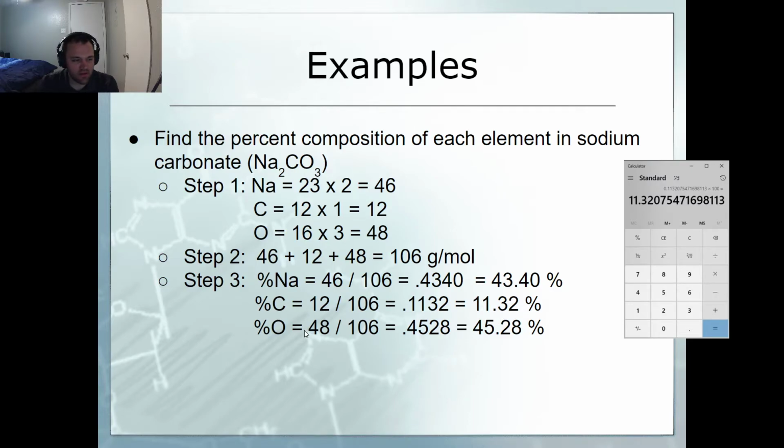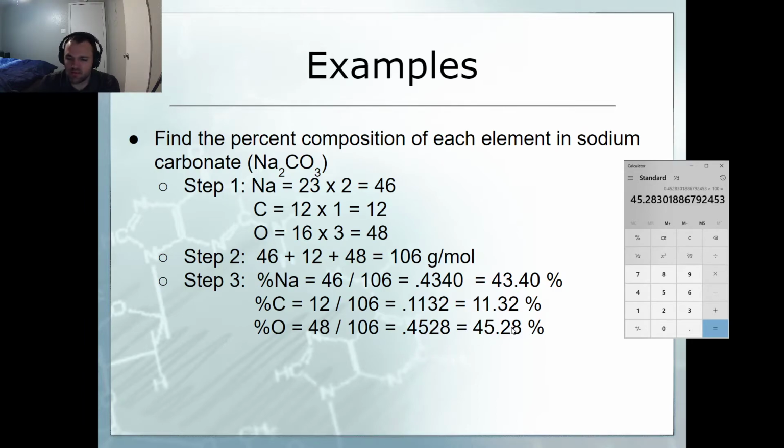Same thing for the oxygen. You'll take the number from step 1, 48, divided by 106, which was our total molar mass, and then times 100. So it comes out as 45.28%.